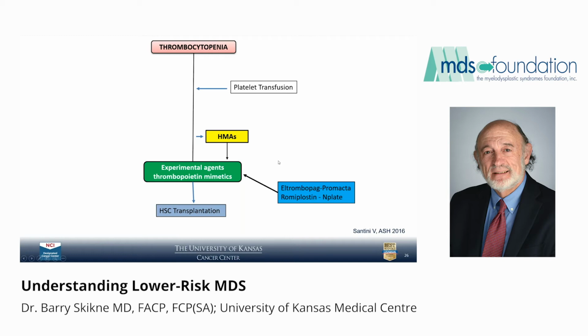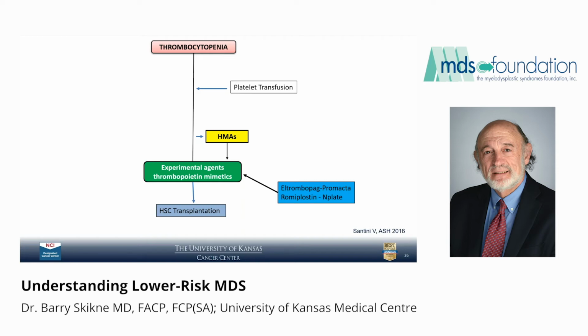So then one has to think of experimental agents, and one should consider if one can get approval, again from the insurance companies, to use one of these agents: Promacta, which is eltrombopag, or Nplate, which is romiplostim. Promacta is tablets, Nplate is an infusion treatment, and these are known as thrombopoietin mimetics. They stimulate a certain receptor on the megakaryocyte to produce platelets.